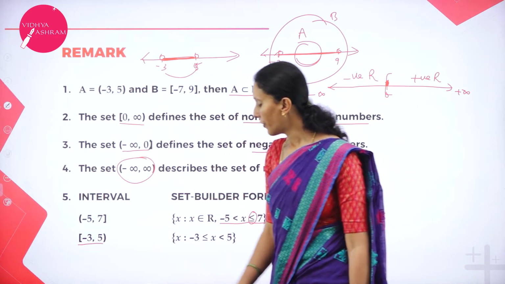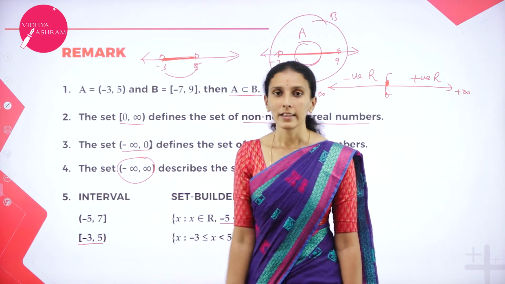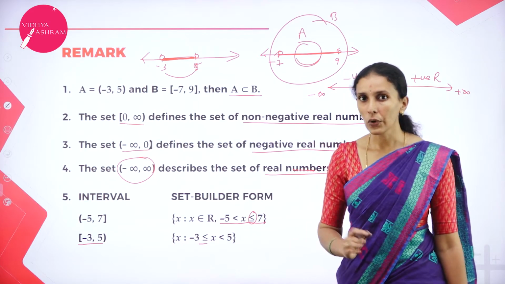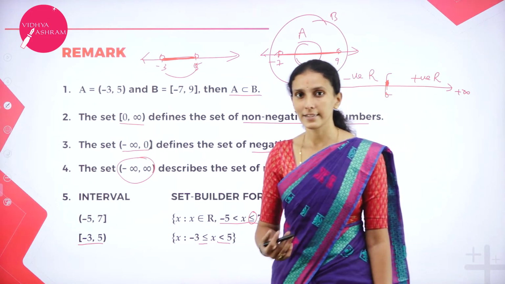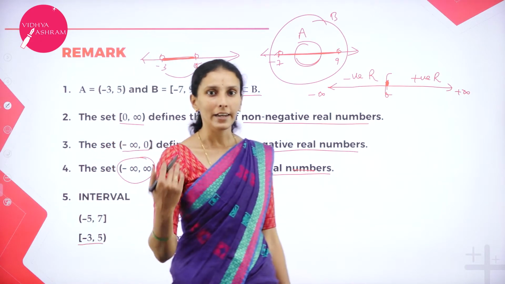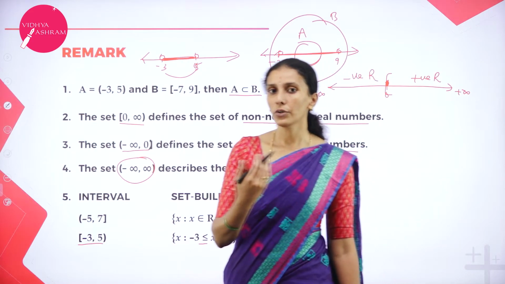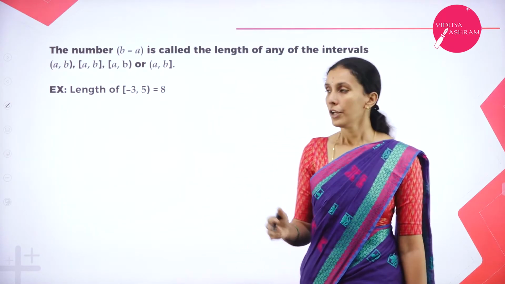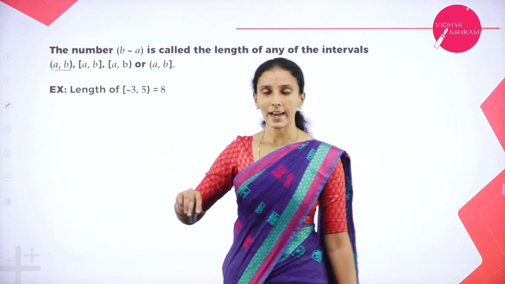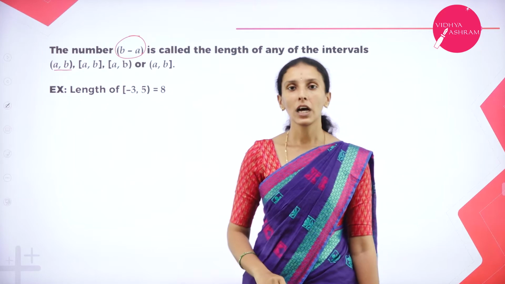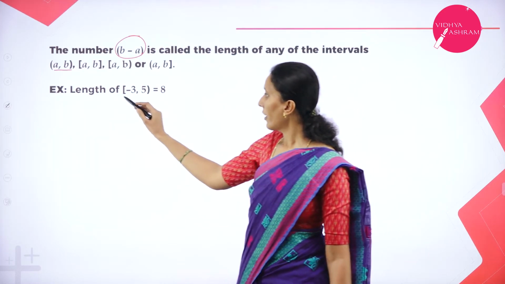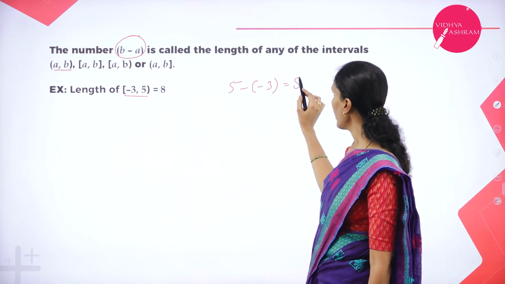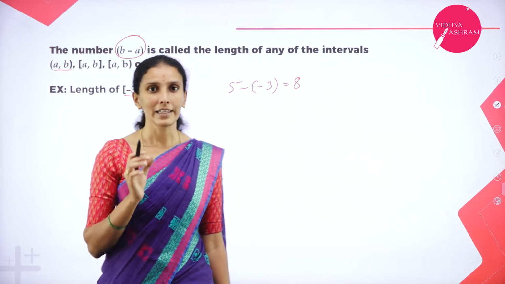Next, minus 3 to 5, we have closed interval for minus 3. That means you are including minus 3, therefore less than or equal to. Open interval 5, not including 5, therefore strictly less than 5. So this is how we can convert an interval to set builder form and set builder to interval form. Next we come across length of an interval. What do you mean by length of an interval? If you have an interval a comma b, then b minus a will give you the length of the interval. For example, minus 3 comma 5 I have given. So 5 minus of minus 3 is equal to 8. So this represents the length of the given interval.